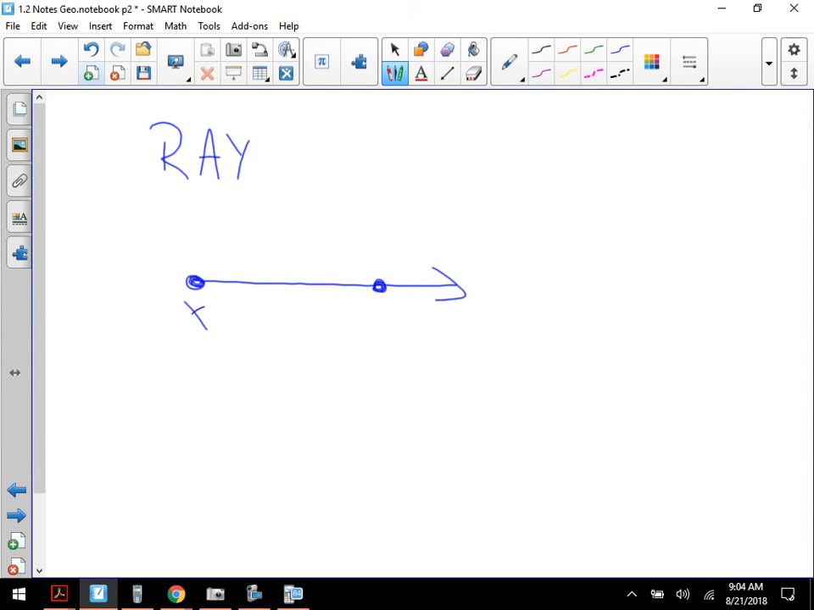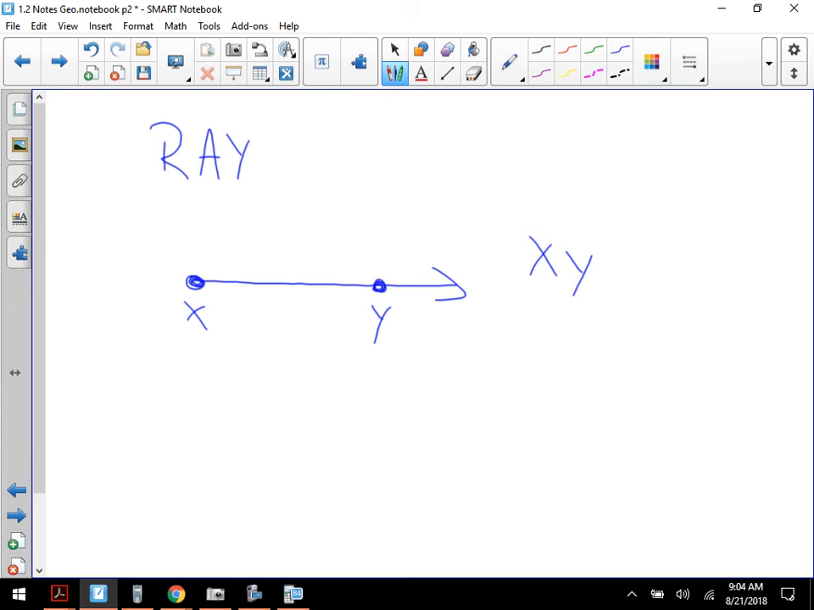We'll say this is X, Y. Where does this ray start? At X. Where does it go through? Y. So what we would call this is ray XY. We always call it ray XY because the first letter is always where it starts. The second letter is what it goes through.